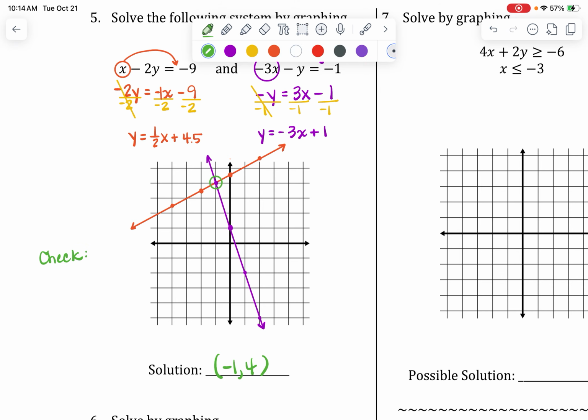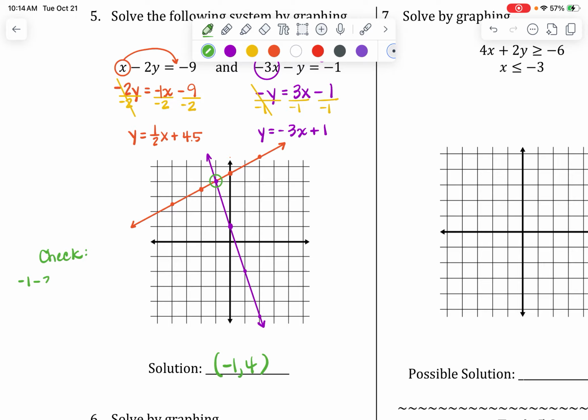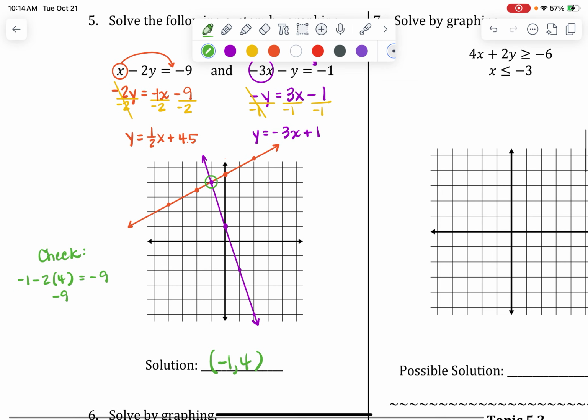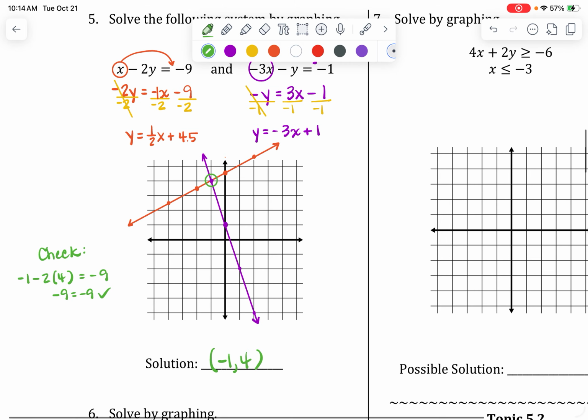Our first equation was x, okay, -1 minus 2y, but I'm getting 4 for y. Does that equal -9? Well, let's see. -1 minus 8. Yeah, that does give me -9. Yay. Then I got to go check the other one, though, because it has to work for both. So -3 times -1 minus 4, does that equal -1? Well, this gives me 3 minus 4. Oh, what do you know? That is -1. Yay, right?